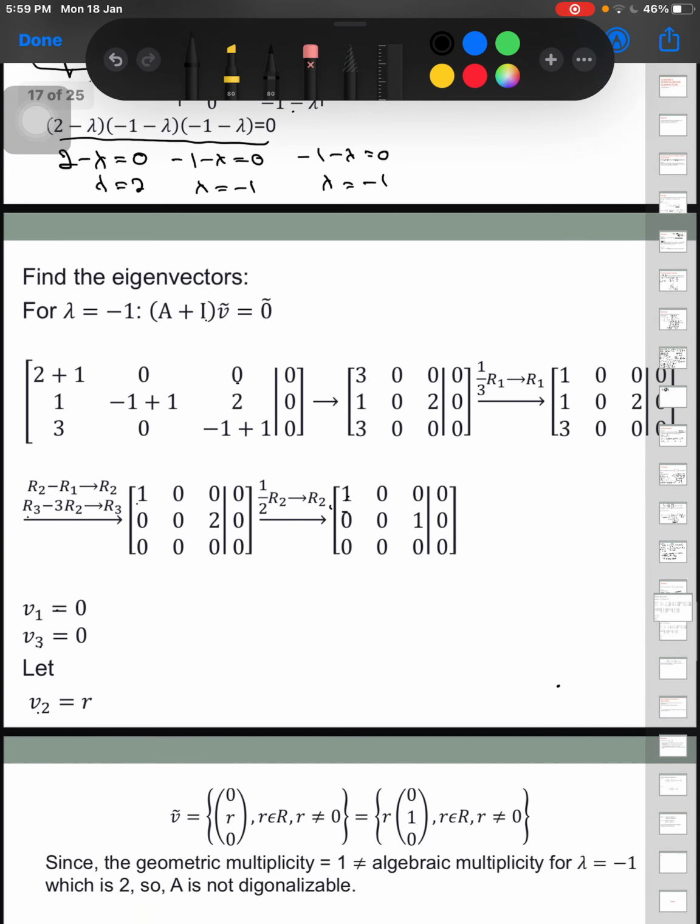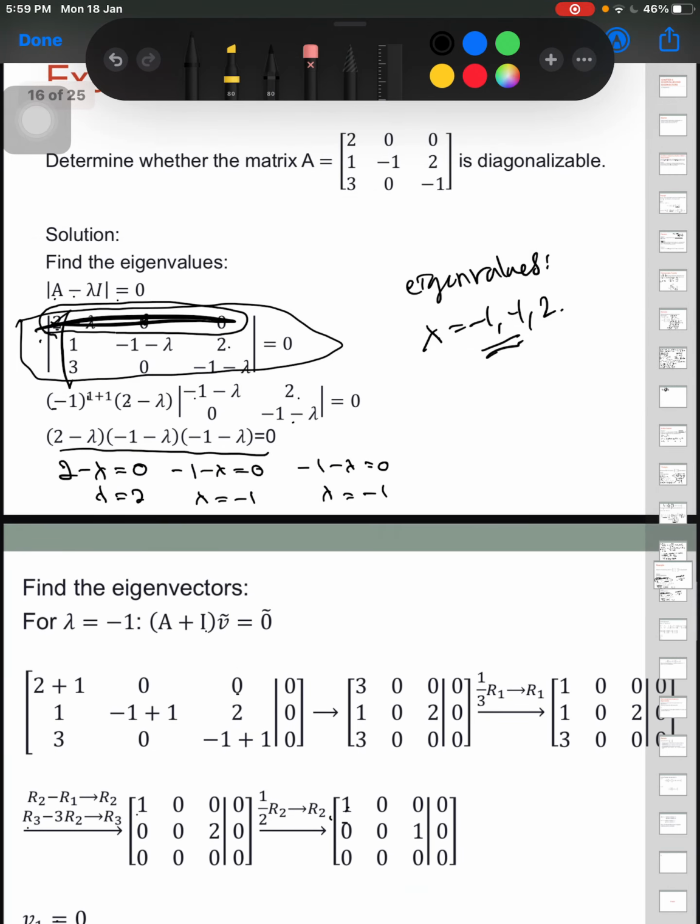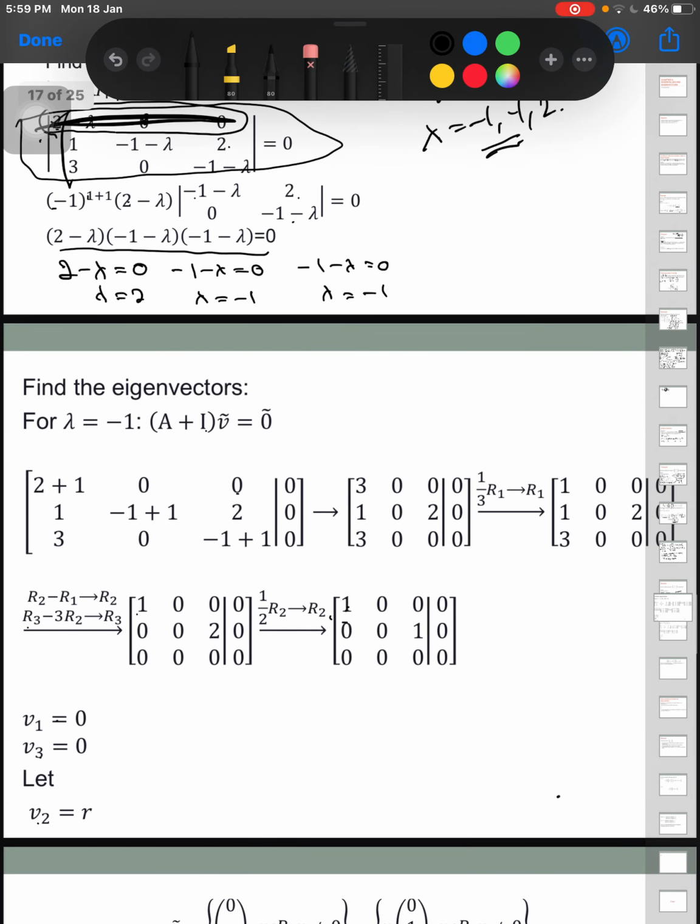Okay, so for the repeated one, for lambda equal to negative 1, so A plus I, eigenvector V equal to 0 vector. So find the eigenvectors. Okay, so why plus? Because of this: minus lambda I, and lambda is negative 1, so negative 1 becomes positive 1. So positive I. Okay, so we have 2 plus 1, 0, 0, 1, negative 1 plus 1, 2. Okay, so equal to this one. And then calculate. So we have 3. Okay, so equal to this one.